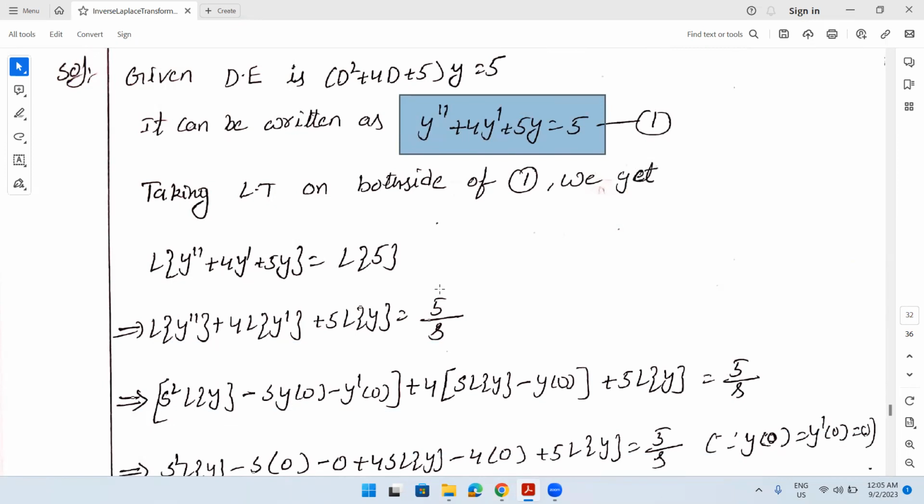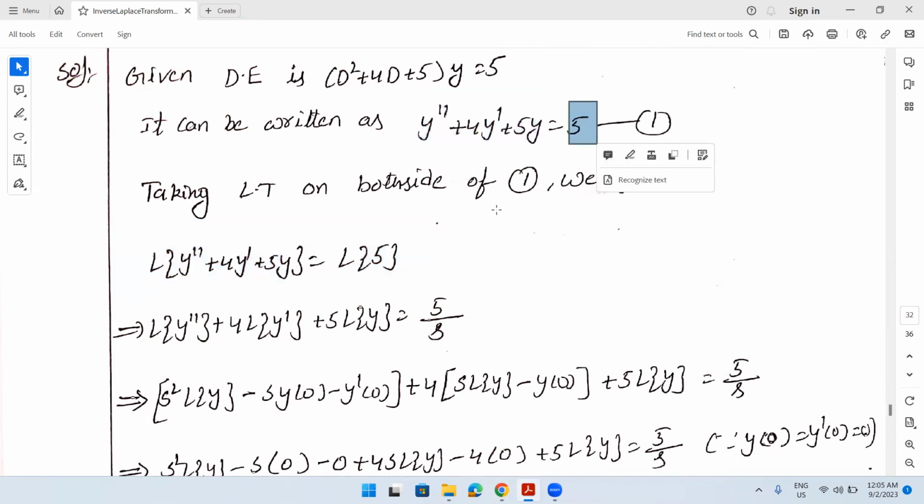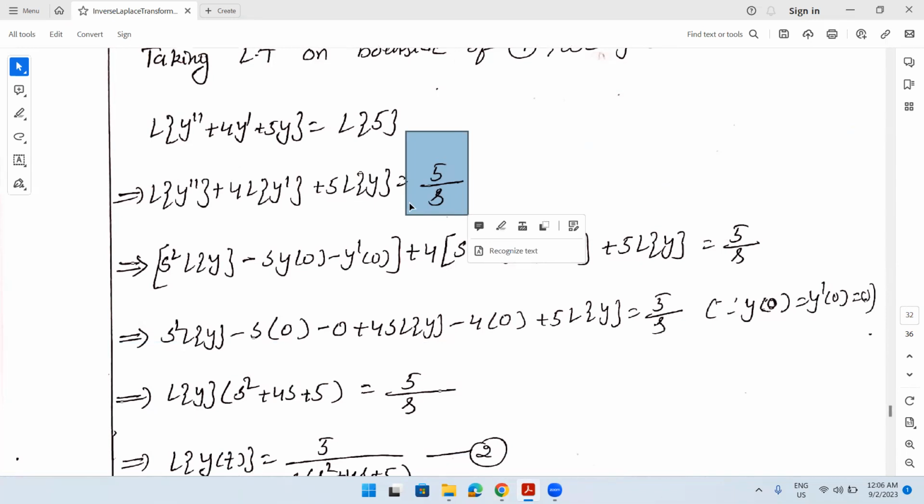Now, what's the first step in this method? Apply Laplace transform on both sides. Left, L of this, and L of 5. Left side, using the linear property: L of y double dash, 4 outside L of y dash, 5 outside L of y, is equal to L of k. What is the Laplace transform of k? K by s. Like this, L of 5 is 5 by s. So the right hand side we keep as is.